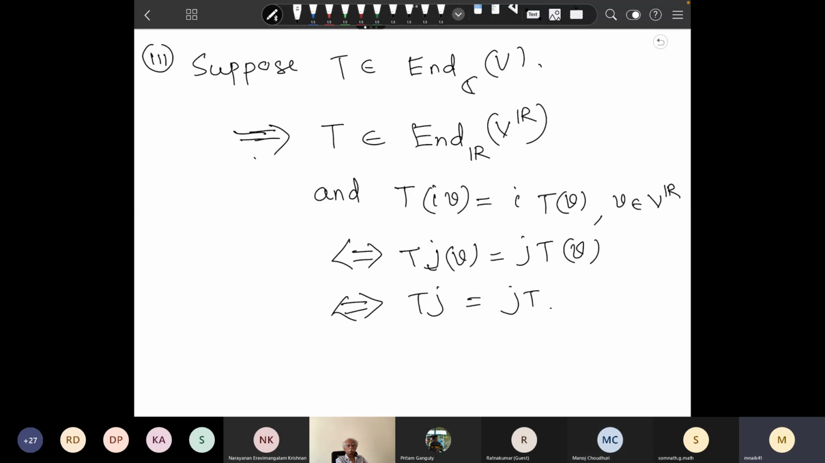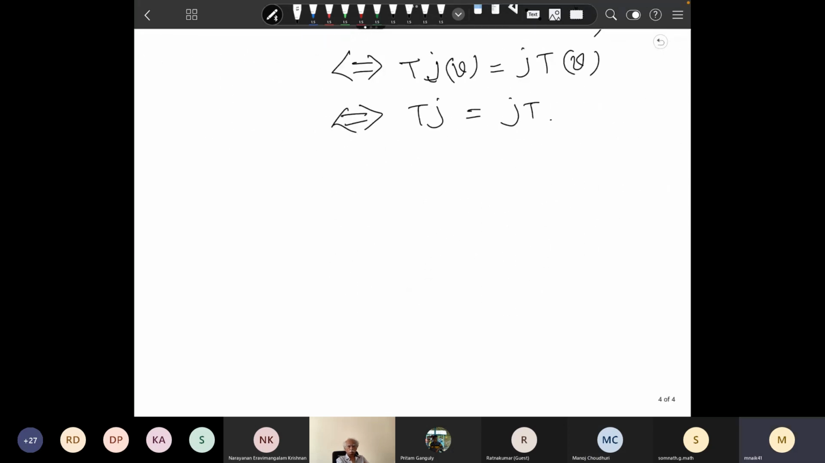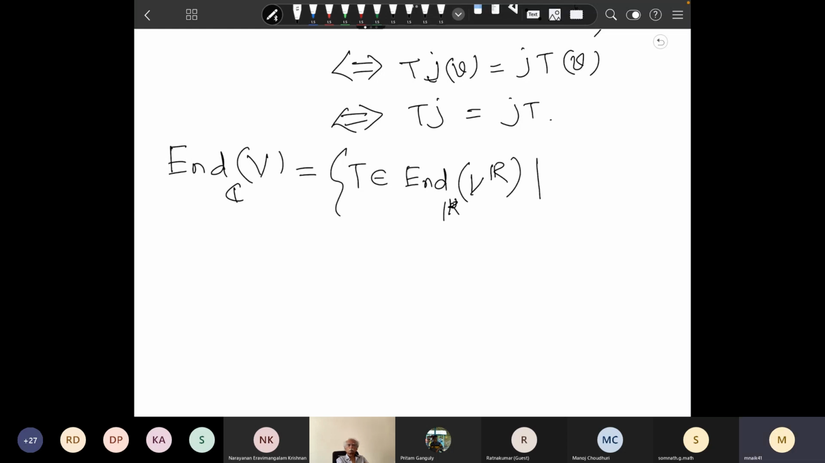T respects scalar multiplication with respect to complex numbers. That's all. So I am getting an if and only if statement. What I am getting is that T is an endomorphism of V over C, this is nothing but T belongs to End_R(V_R), T is a real linear map on V_R such that TJ is equal to JT. This is a very important characterization. So I am characterizing C-linear maps on V via R-linear maps on V_R, which commute with this complex structure J.